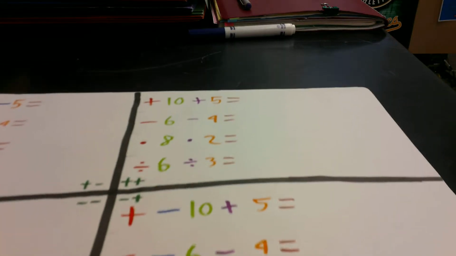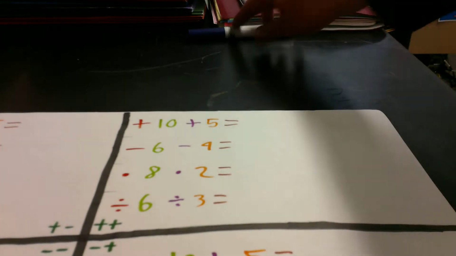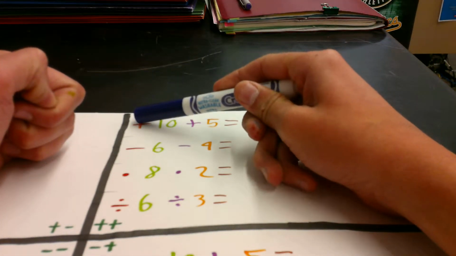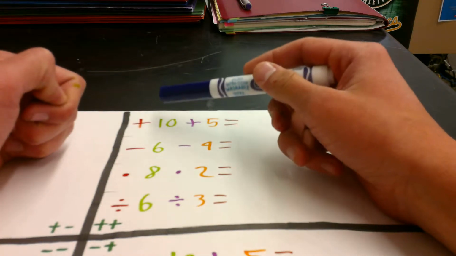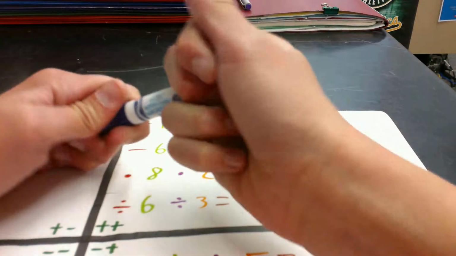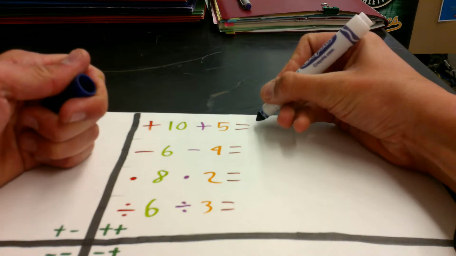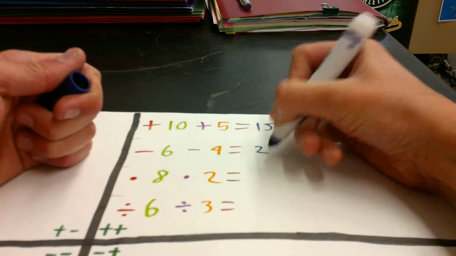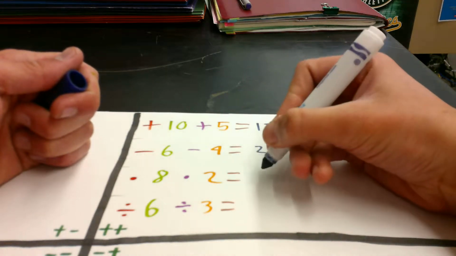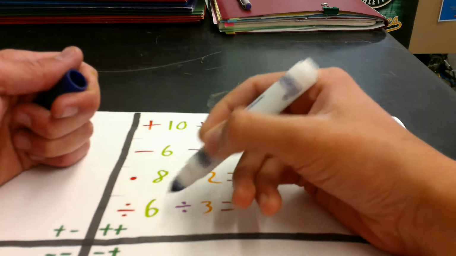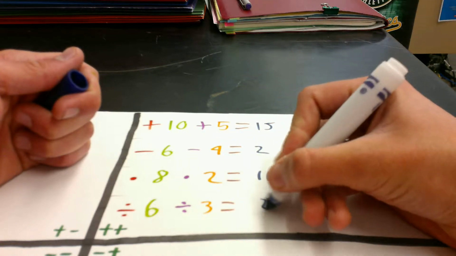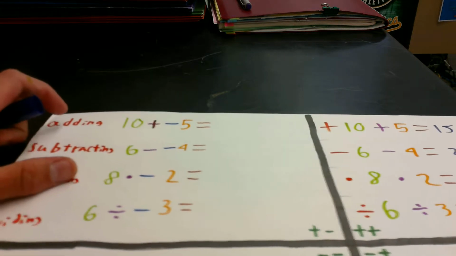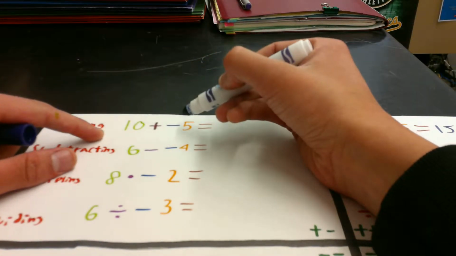Okay. I'll bring this in. We have plus, positive. We're adding 10 plus 5. That is obviously 15. 6 minus 4, obviously 2. 8 times 2, that is 16. 6 divided by 3, that is 2. Well, so we're going over here. 10 minus negative 5.